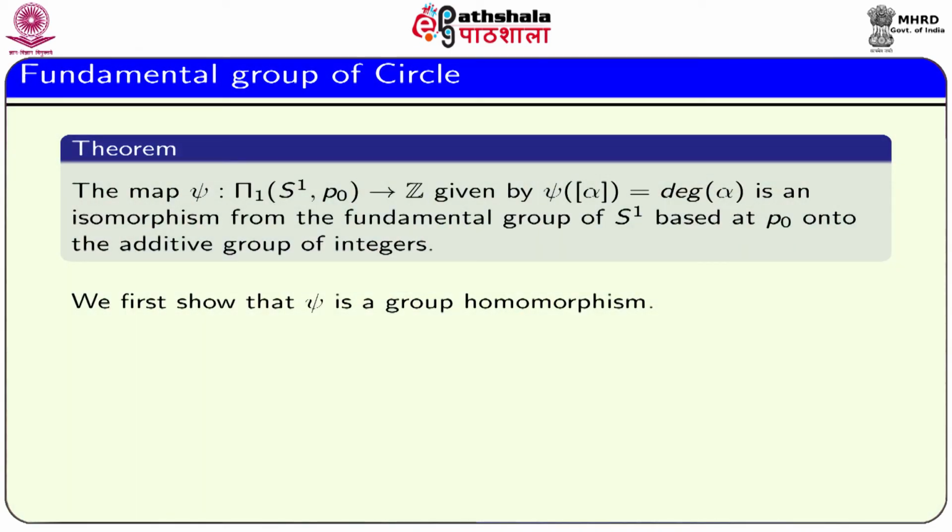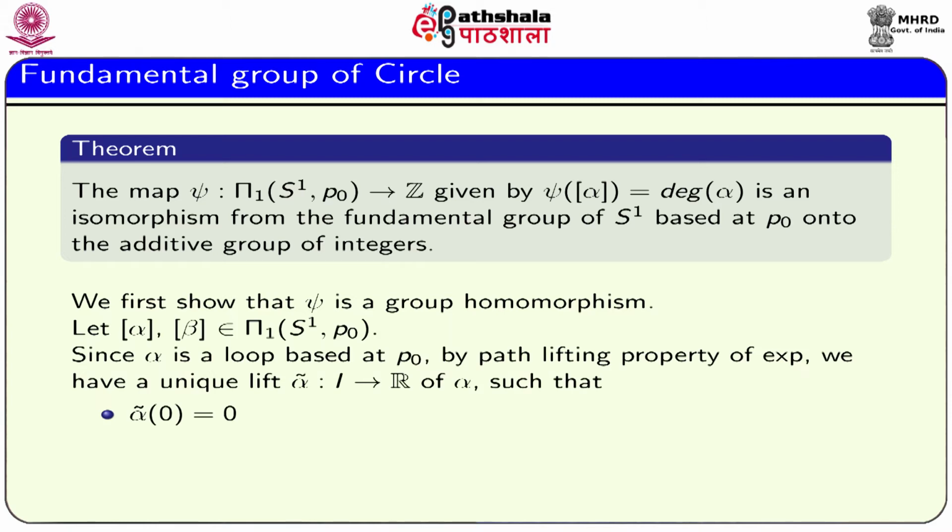Now we state another theorem with the help of what we have already proved, that if we define a map psi from the collection of all equivalence classes of loops based at P0 in S1 to the set of integers given by psi of class alpha equal to degree alpha, then this map psi is an isomorphism. We first show that psi is a group homomorphism.